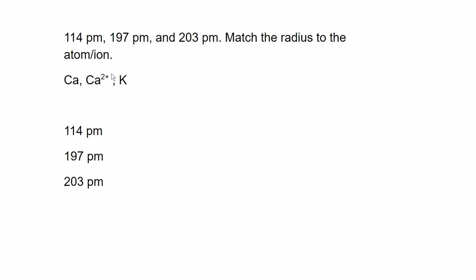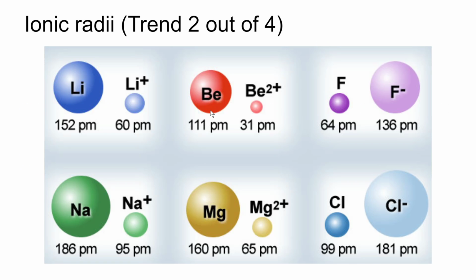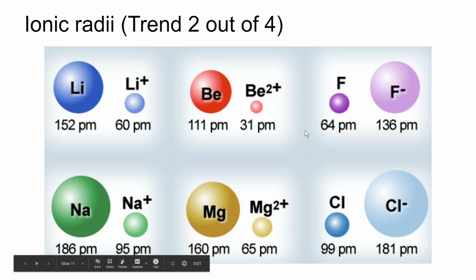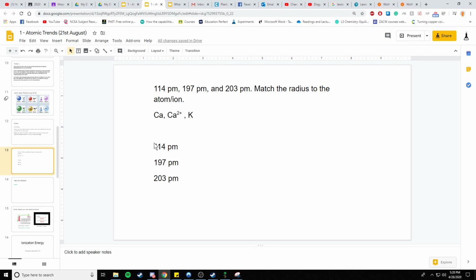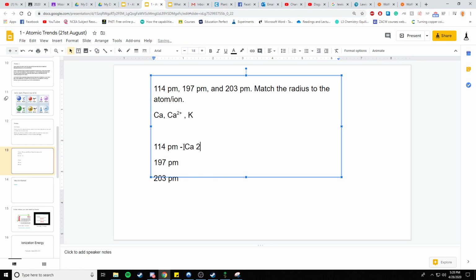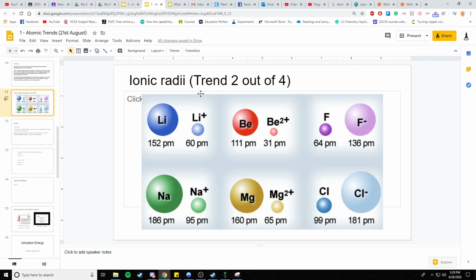As we saw before, when calcium becomes an ion, it gets smaller, because cations lose their valence electrons. The cation is smaller, meaning our smallest one is going to be this one. So this, 114 picometers, is likely going to be our calcium 2+. Now, remember, calcium is going to be smaller than potassium, so this one is likely to be our calcium, and our largest one is going to be our potassium. Cool. So that's actually everything on trend 2 out of 4.